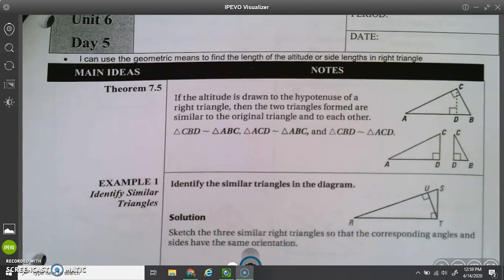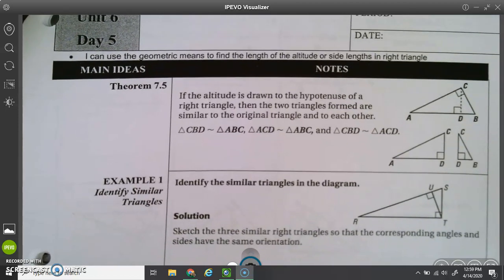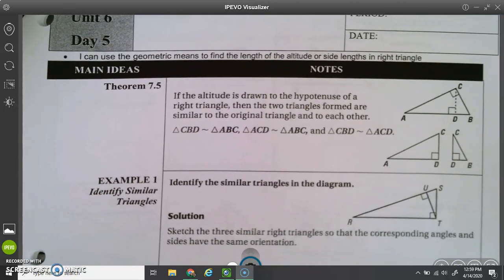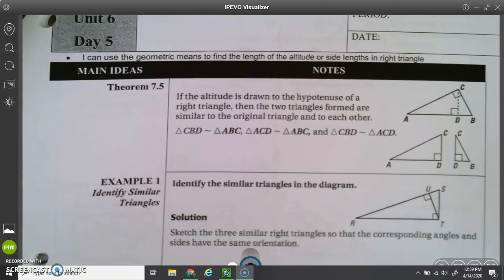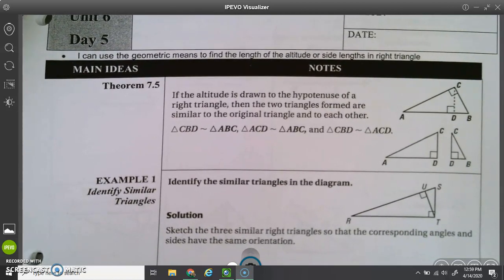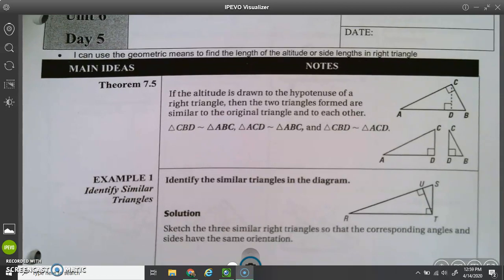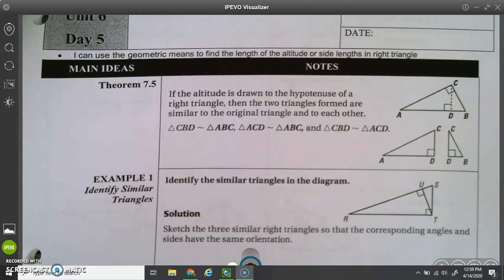Starting off, this uses the geometric means that we've talked about in previous sections. So if you need a refresher on that, Khan Academy on geometric mean is a good place to go if you're struggling with setting things up for this particular section.